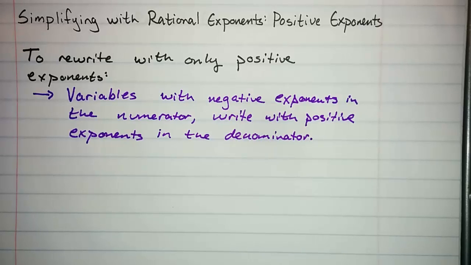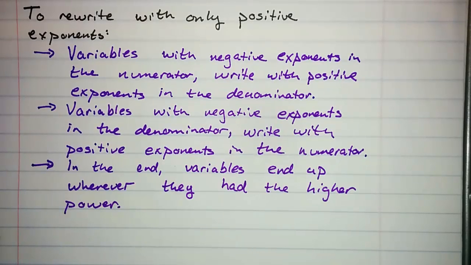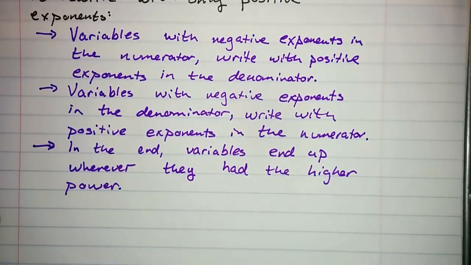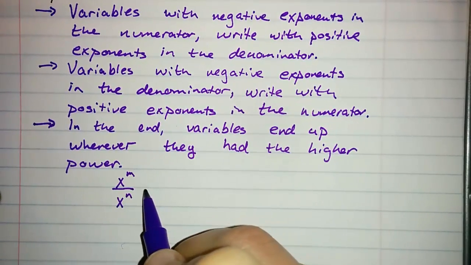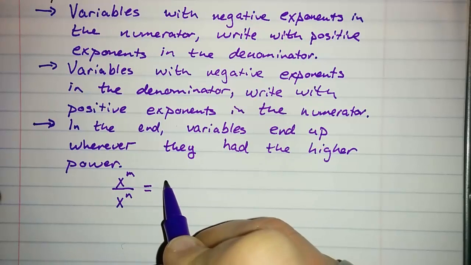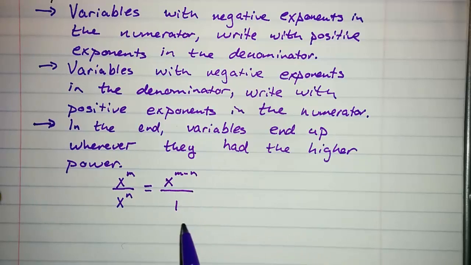Variables with negative exponents that are in the numerator, we should write them with positive exponents in the denominator. And then, when you combine things from the numerator and denominator, in the end, variables end up with a positive exponent wherever they had the higher power. If m is larger, x to the m over x to the n is x to the m minus n over 1, and this is a positive number.